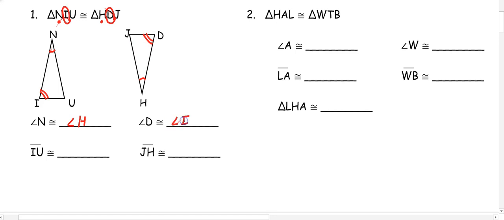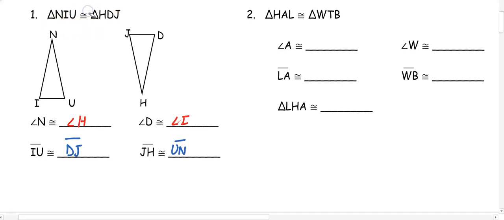Then if we look at sides, we have side IU. So IU is the last two letters, which then would match up with DJ. Our other side that we are given is JH. So J and H are the first and last letter, so that would match up with UN.